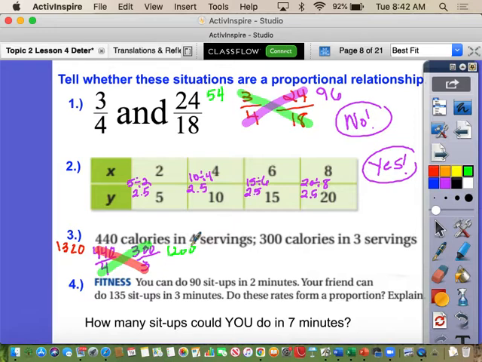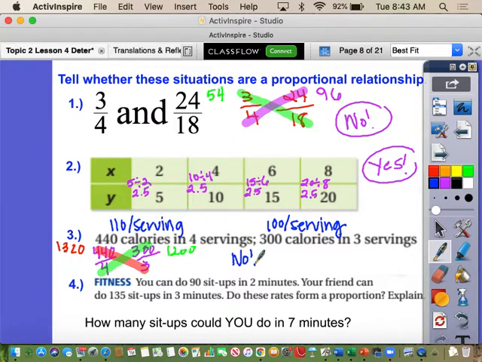Did anyone find unit rates for both of those? Jordan, what did you get for those two unit rates? 110 calories per serving. Gotcha. So 440 and 4 would be 110 calories per serving, and 300 and 3 would be 100 calories per serving. So they don't have the same unit rate either. And then did anybody simplify the ratios? That's fine if you didn't. This one kind of lent itself to unit rate really well because a lot of times we talk about calories per serving, and then you also could cross-multiply. You could have simplified too. So anyway, you should have gotten that they are not proportional.